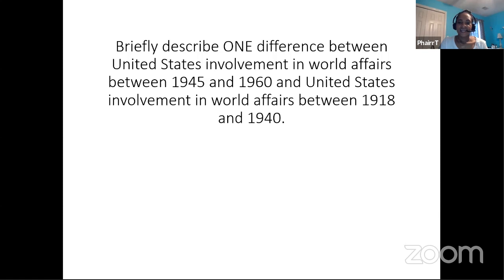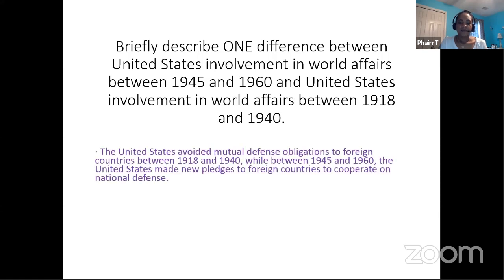Okay, guys, let's go ahead and look at this. The United States avoided mutual defense obligations to foreign countries between 1918 and 1940. That was huge. Remember, we always had that policy of "we're not going to get involved." We're going to remain neutral. The Neutrality Acts that were put into place basically said we will do business with countries that are not engaged in war, but we're not in war ourselves. So we're just going to remain away from that.